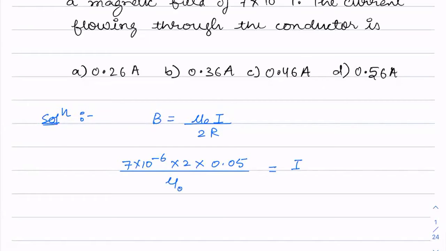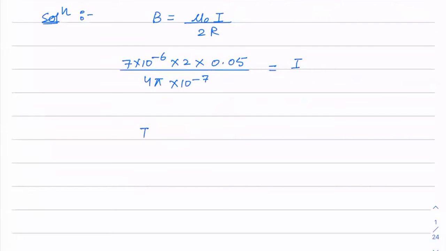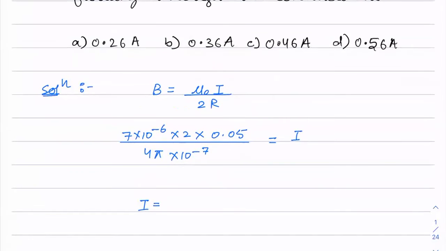What is the value of mu naught? It's 4 pi into 10 to the power minus 7. Now you just solve for this current. You just calculate the I value, and you will get the result when you solve this I. Understood?